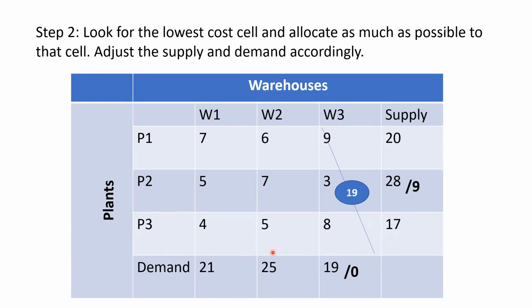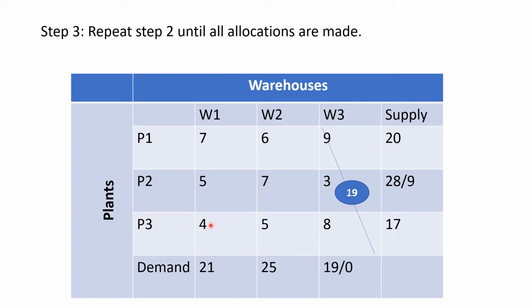Next is out of the remaining, which is the lowest cost cell? Yes, it is 4. It is 4. So allocate as much as possible to this 4. So 17 and 21, minimum is 17. So I will be able to allocate 17 to this cell. So once I allocate 17 here, the supply and the demand are to be changed or adjusted accordingly. So we do so. 21 gets reduced to 4, 17 gets reduced to 0. Once 17 gets reduced to 0, I'm going to strike out the entire row, right? So that's what we have done.